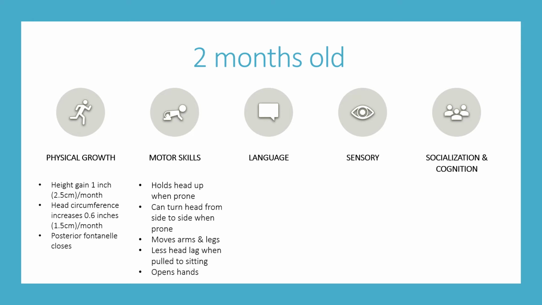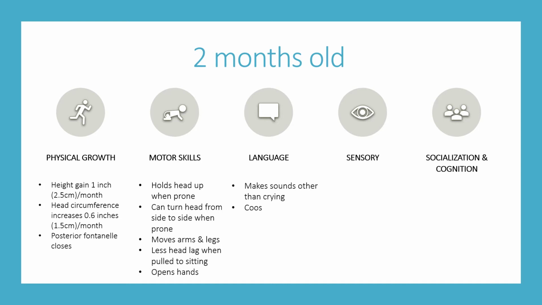As far as language, a 2-month-old clearly is not saying any words, but they can start making other sounds other than just crying noises. This means they can start cooing or just making any kind of little baby noises that they do at this young age.